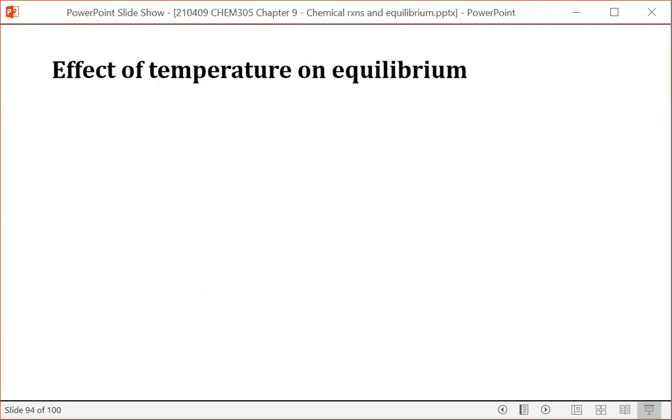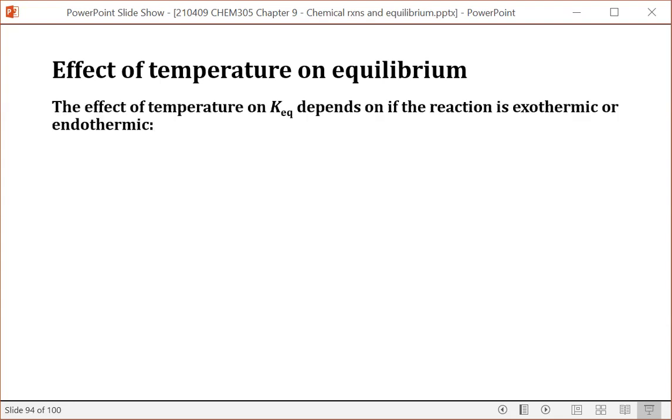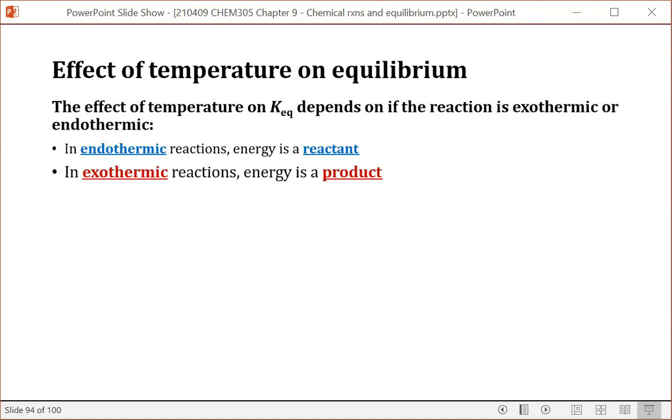Okay, so let's talk about changing the temperature and how we can push equilibrium reactions to the left or to the right to favor products or to favor reactants. The effect of temperature on the equilibrium constant, and what direction we're going to push a reaction, depends on whether the reaction is exothermic or endothermic. In endothermic reactions, remember, energy is like a reactant. The reaction needs heat energy to proceed. And in exothermic reactions, heat energy is like a product of the reaction.